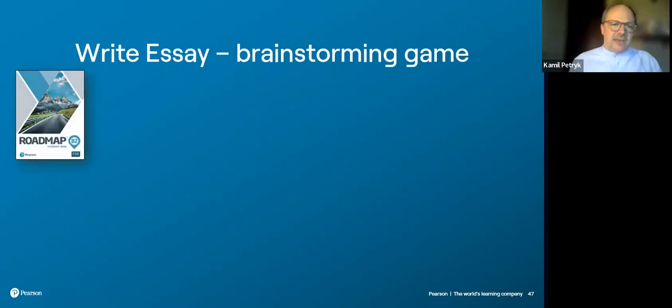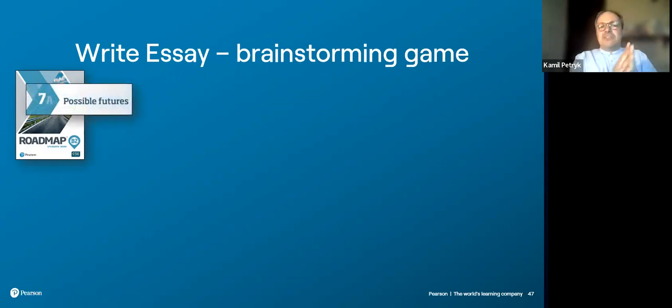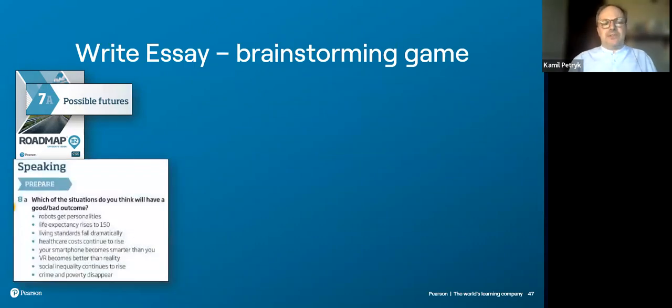if you work on a topic, for example, in your course book, like Roadmap Unit 7A is Possible Futures, you can prepare some topics in a pile of cards. You can take this from the book, for example, this unit in Roadmap 7A provides a list of topics or ideas, like robots get personalities, life expectancy rises to 150, living standards fall dramatically, possible futures.